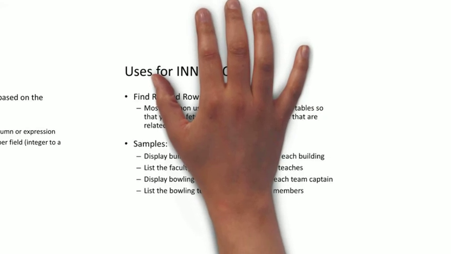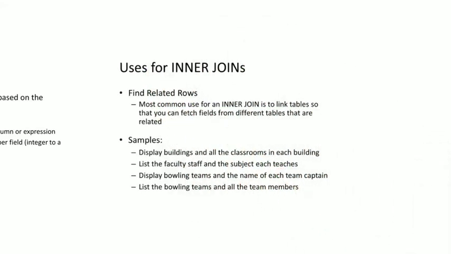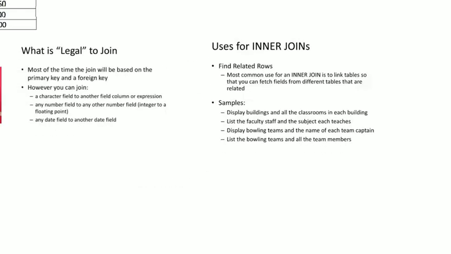Uses for inner joins. Usually we're going to use it to link tables so we can fetch fields from different tables that are related. Examples are like displaying buildings and classrooms in each building, or anything that's listed in 2 tables, but you want to fetch from those 2 or more different tables.